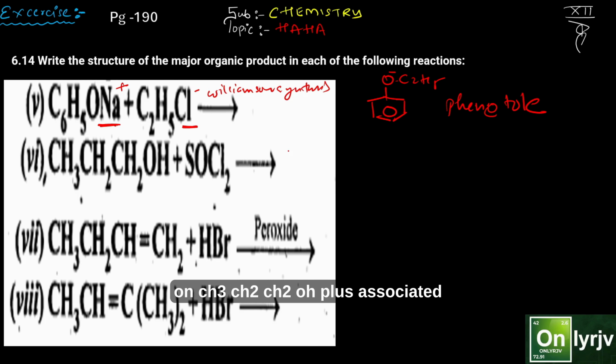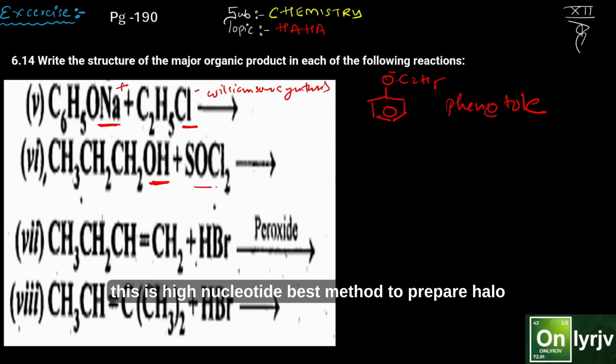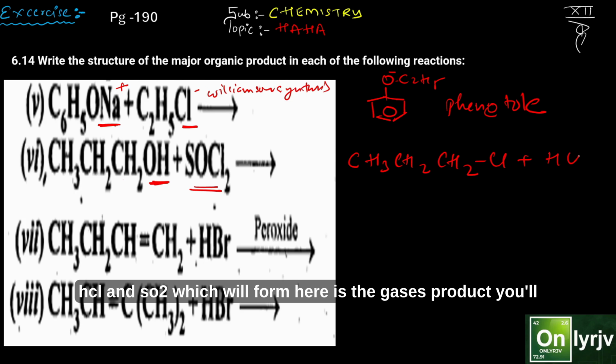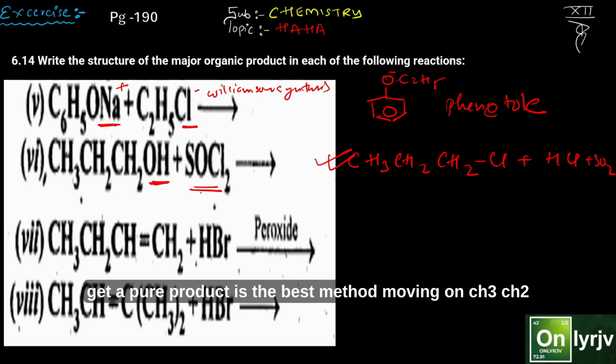Moving on, CH3CH2CH2OH plus SOCl2. This is very easy. You know that this is an alcohol and this is thionyl chloride, the best method to prepare haloalkanes. So directly you get CH3CH2CH2Cl, and HCl and SO2, which are gaseous products, are formed here. You get a pure product here, the best method.